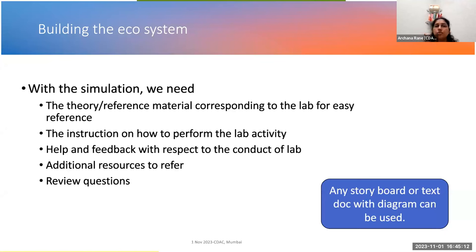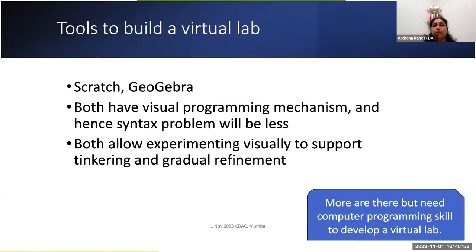Then also provide instructions on how to perform the activity. That lab has been designed by you. The learner doesn't know how it is expected to be done. So make sure that the specific instructions are given to the learner and listed down properly. Help and feedback with respect to how the lab has to be conducted needs to be designed. So conceptualize, design and develop the simulation. Then develop the theory, instructions, help, feedback, additional references, resources, and the review questions. All these things can be included, and then the lab can be made together.